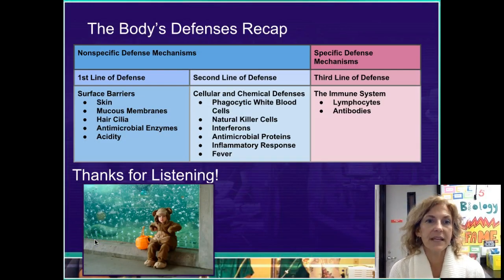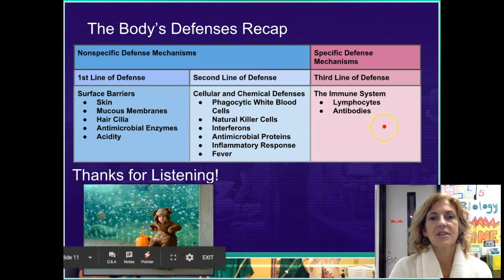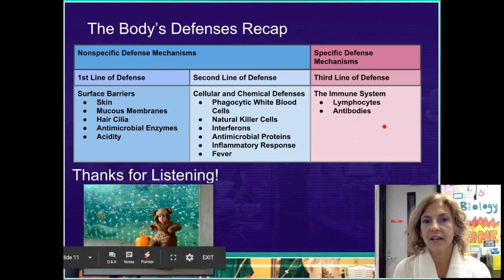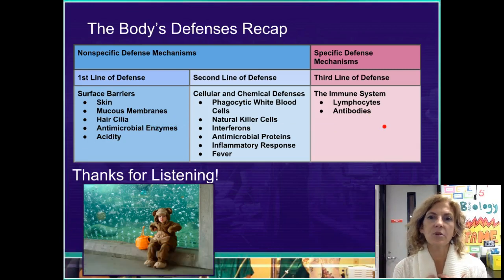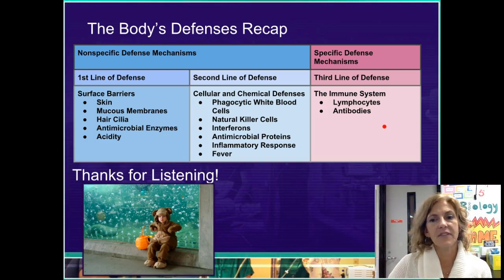So here's our recap for the day. You wanted to be able to list the 3 lines of defenses. So you got surface barriers, cellular, and chemical defenses, and then the immune system we'll talk about on another day. You should be able to differentiate between nonspecific and specific. The name tells you what they do. Nonspecific is very general, attacks everything in the same fashion. Specific, every organism gets a different attack.